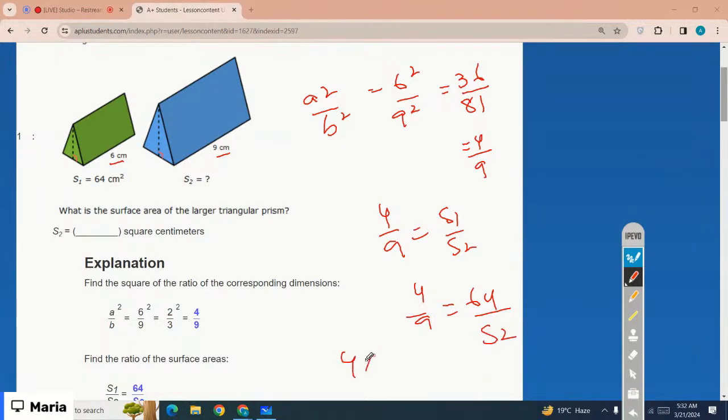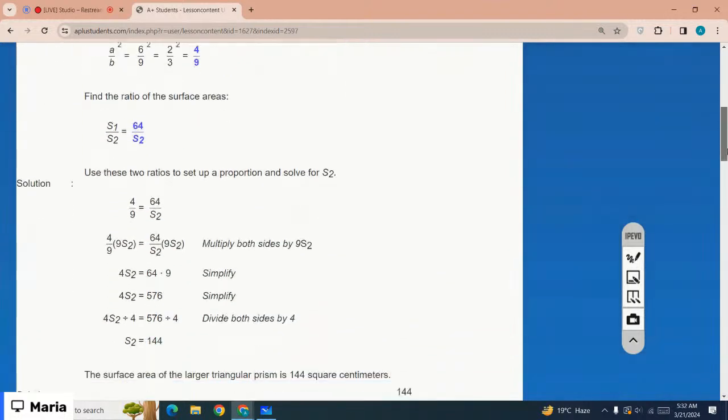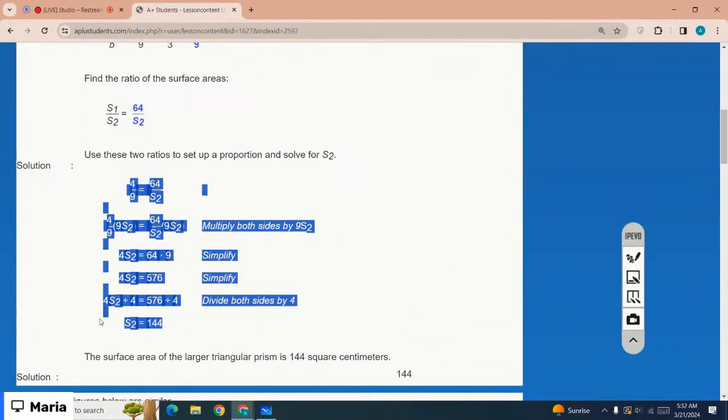You have to calculate. So just 4 times S2 equals 64 times 9. So S2 is 64 times 9 over 4. So which is the correct option? Hold on. 16 times 9 equals 144. That means the area of the larger triangular prism is 144. Right? The correct option is 144. Here is the correct option answer, right?